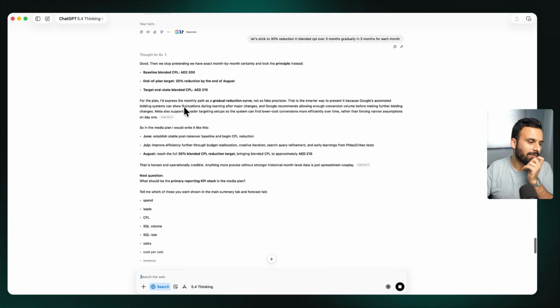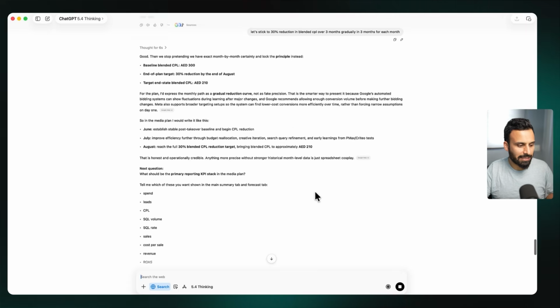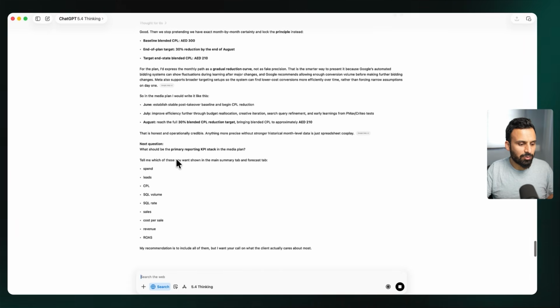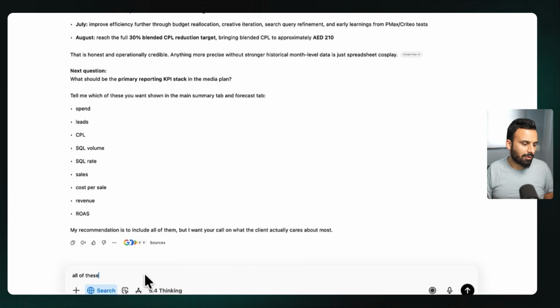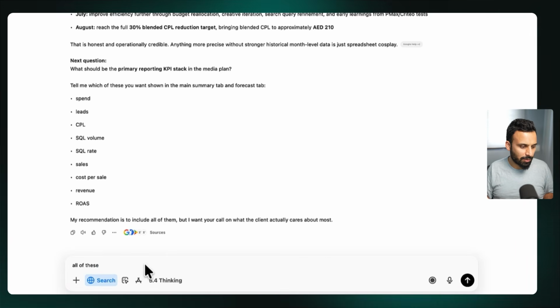Okay, now for the plan I would express the monthly path as a gradual reduction curve, and then it's telling me what exactly it will do. Tell me which of these you want to show in the main summary tab and forecast tab. I want all of these because that's what the client wants: spend, leads, CPL, SQL volume, SQL rate, sales, cost per sale, revenue, and ROAS.